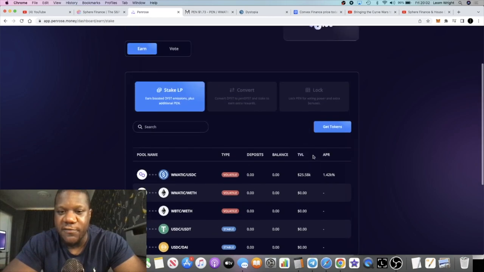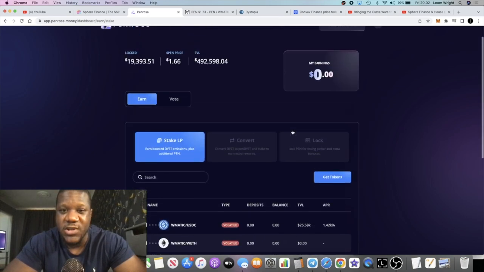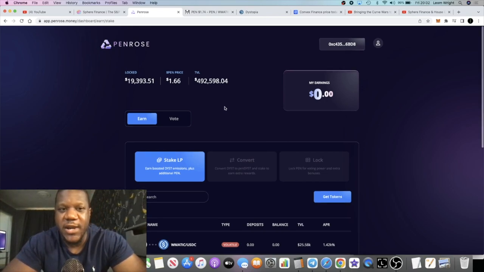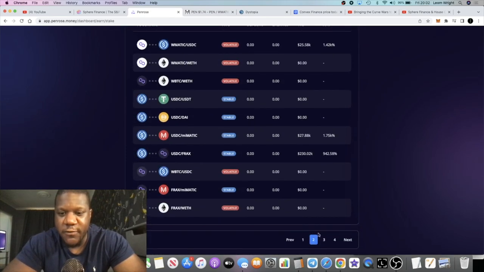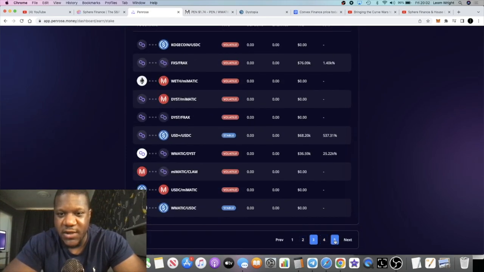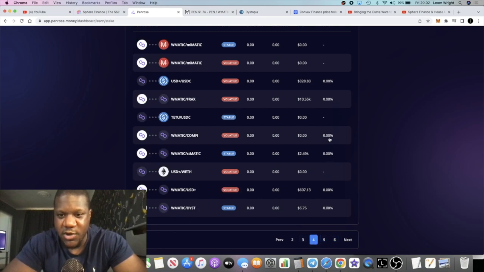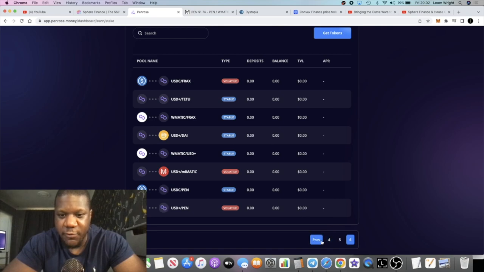So if you're looking for somewhere to earn yield on stable coins, this could be a good one for you. And I believe this pays you out in Dystopia and the Penrose token as well. So you can come over and check out all of the pools. I've got different pools on here, obviously, not all of which are available, but some of which are.